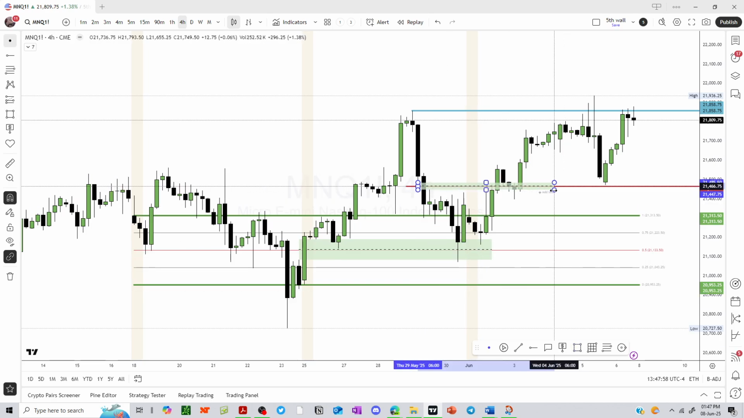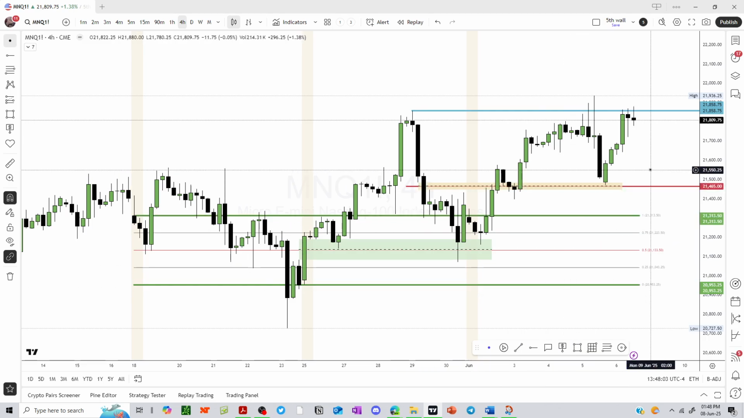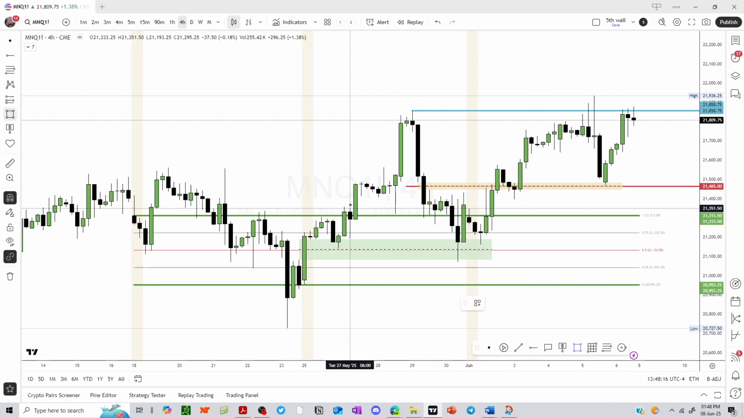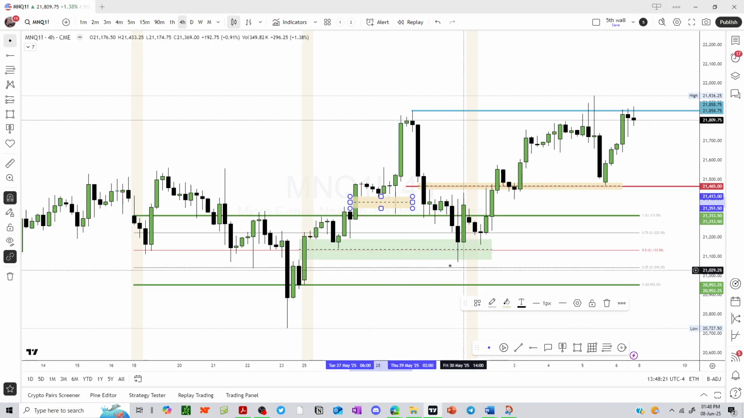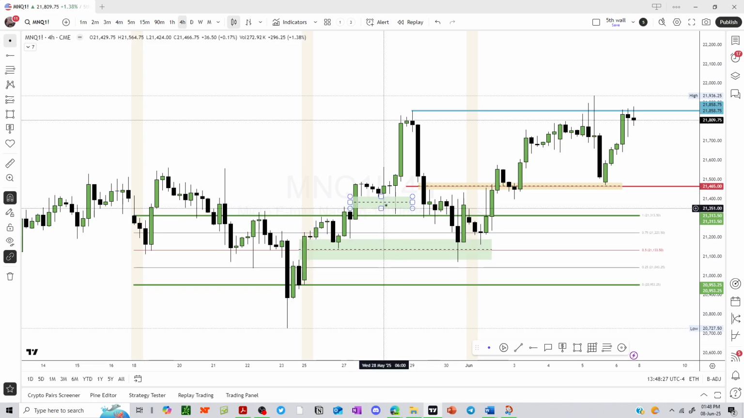right at equilibrium here. Right at equilibrium. So we have this break in structure, this pullback, pull back into here. Why would I say price pulls back into this order block, this fair value gap? Why would I use this as a fair value gap? It's because price reacted to it here. Price reacted to it here.